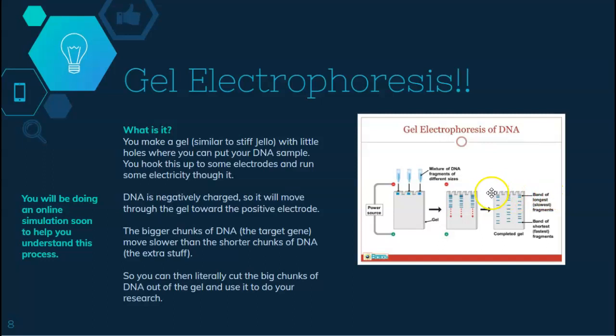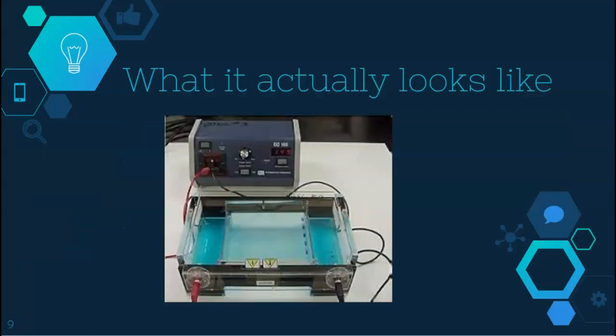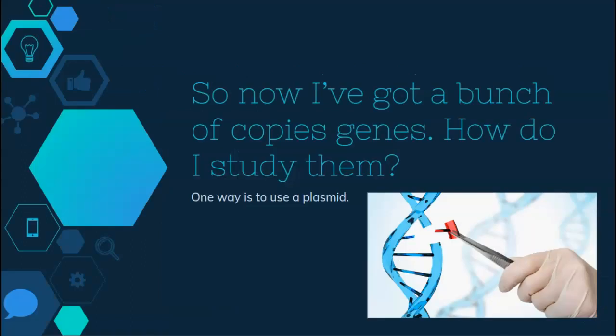You can literally cut out this top chunk, which has your gene, and throw away this bottom chunk, which has the extra bits, and then you can go on and do your experiment with it. Yeah, with these pieces of science jelly. Kind of weird. Here's what it looks like. Here's the science jelly. Here are the holes to put your DNA in. And then you can see it's hooked up to some electrodes here, and there's some fluid in there to help it pass. Again, you'll be seeing this in a simulation, okay, but that's the idea: it helps get rid of the extra bits of DNA that are left after the PCR.